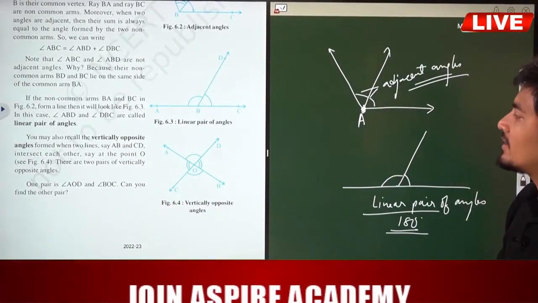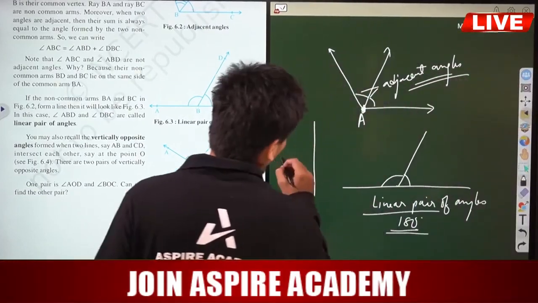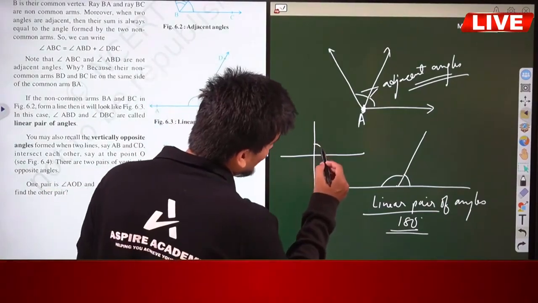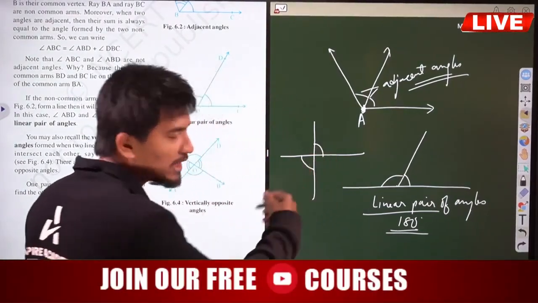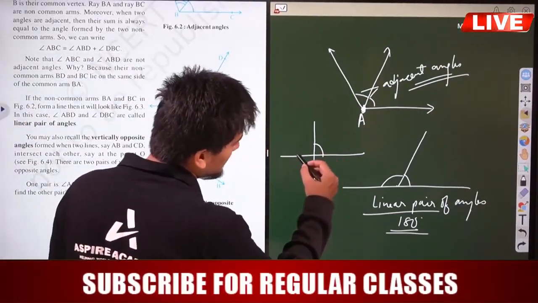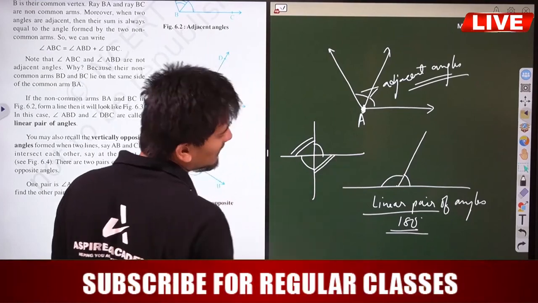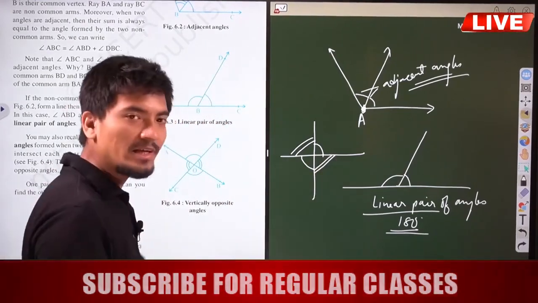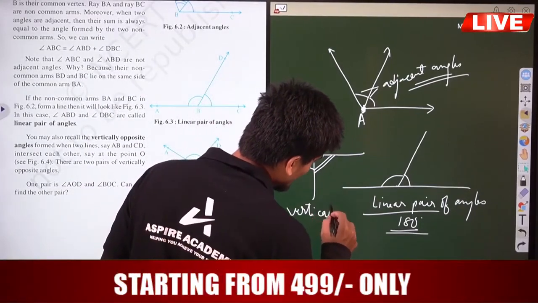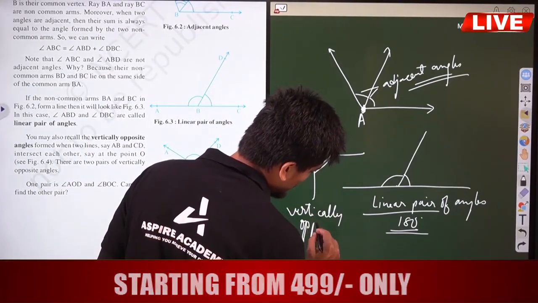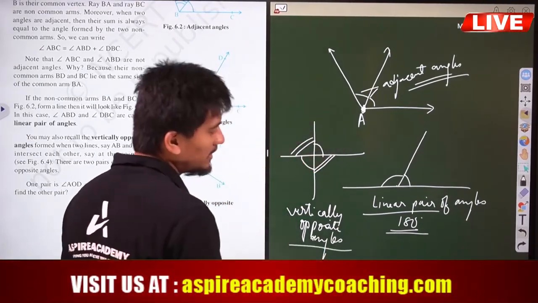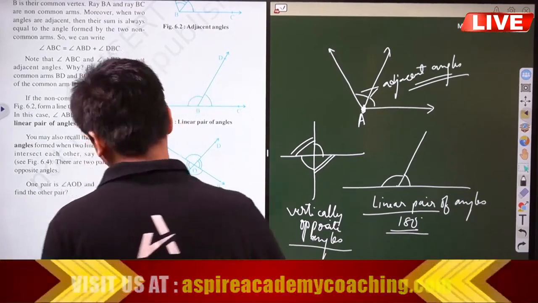If I draw a graph like this, okay, so what is a vertically opposite angle? This angle and this angle, they are vertically opposite angles or not? Okay, so these are known as vertically opposite angles. Again, this angle and this angle, they are also known as vertically opposite angles. Okay, they are known as vertically opposite angles.